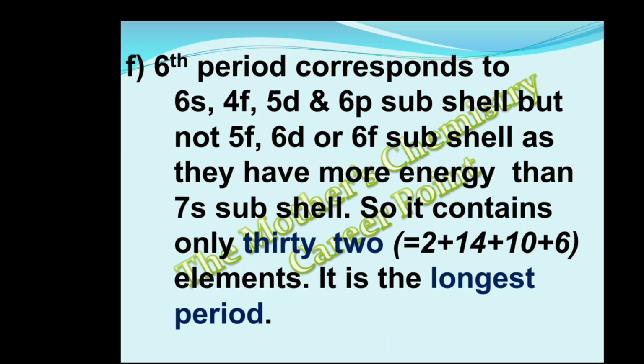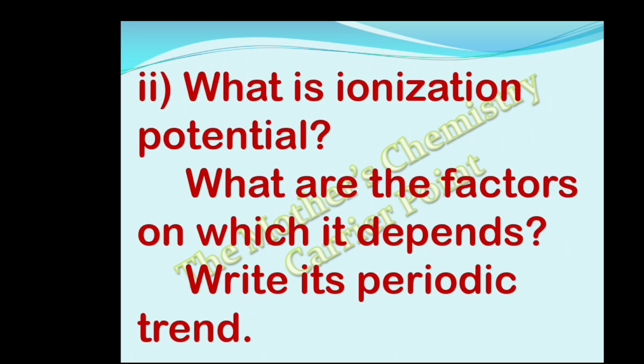The sixth period corresponds to 6s, 4f, 5d and 6p, but not 5f, 6d and 6f because these are higher in energy than 7s. So it contains only 32 elements in it. It is the longest period in the periodic table. The seventh period is incomplete.